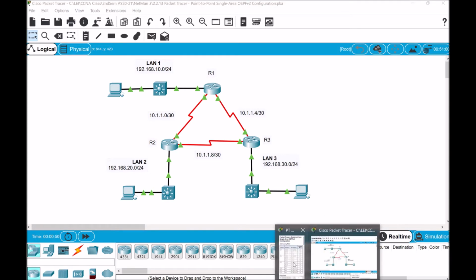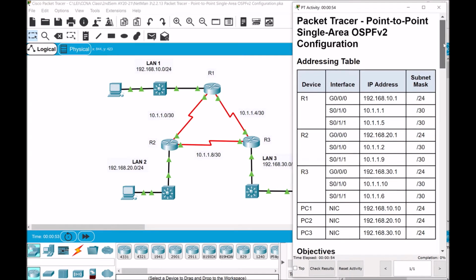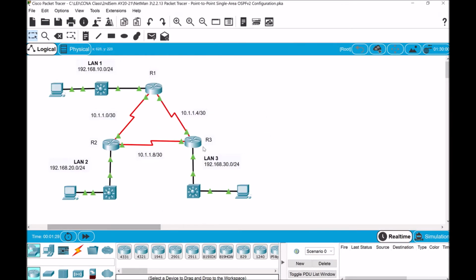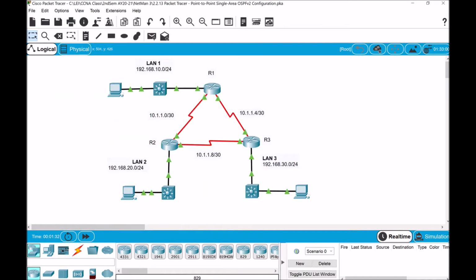Let's take a look at the instructions. This document gives us the addressing table of all three routers and their interfaces, IP addresses, and subnet masks, for R1, R2, and R3. This also gives us the IP addresses and subnet masks of each of the PCs. You'll notice the PCs don't have their labels, but this is PC1 and it belongs under LAN 1 through R1, and this one is PC2, and this one on the right is PC3.